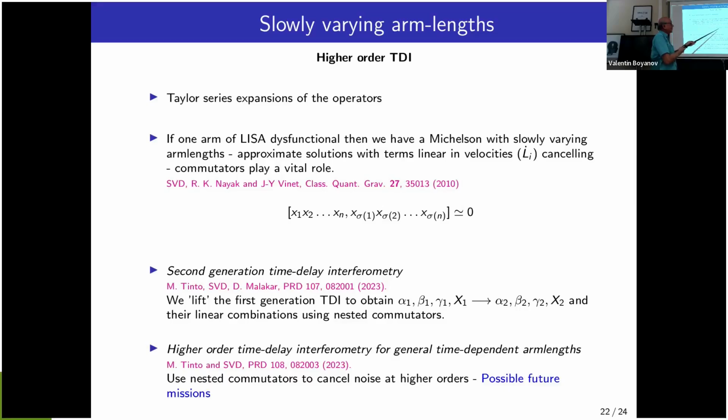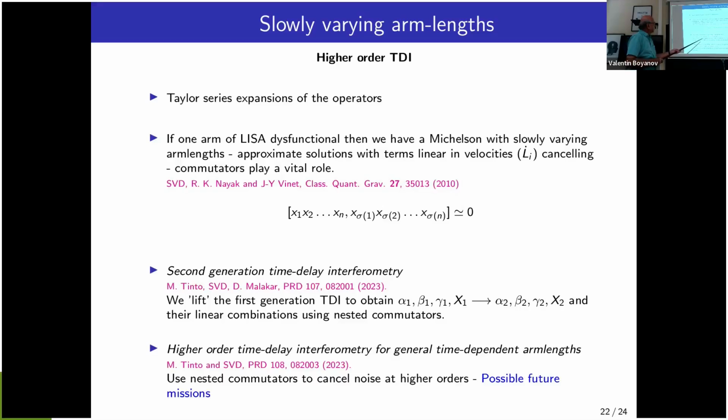If you do this kind of trick, you can obtain a lot of solutions for Michelson kind of combination, that is, one arm is not there. So we did this paper in 2010. Okay, this is one of the things there.